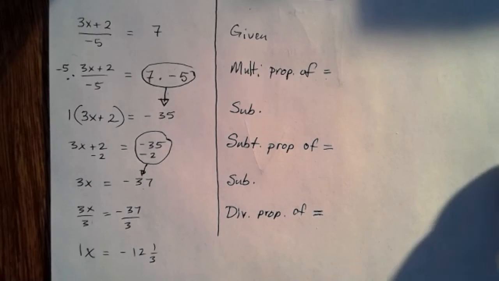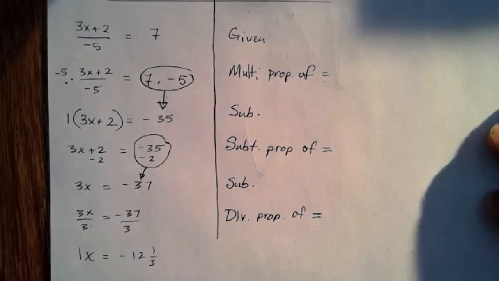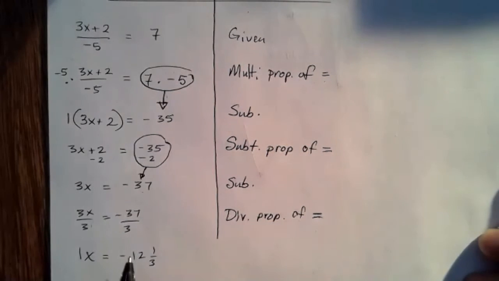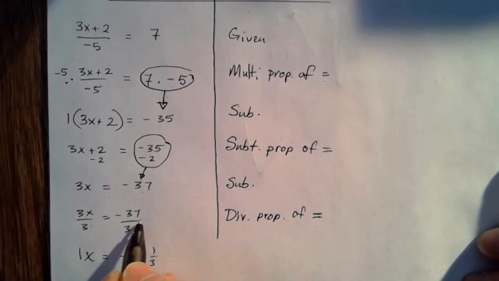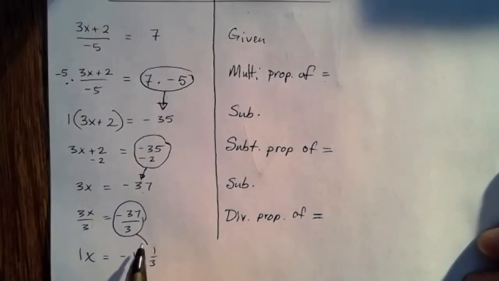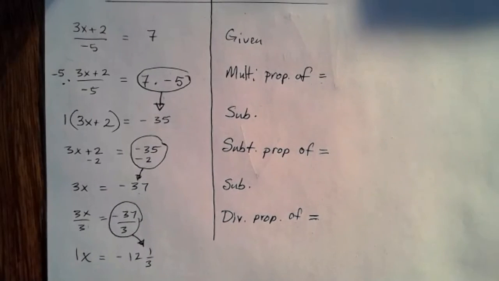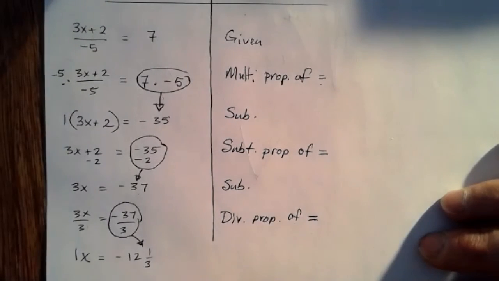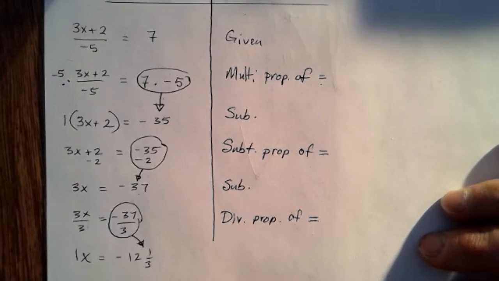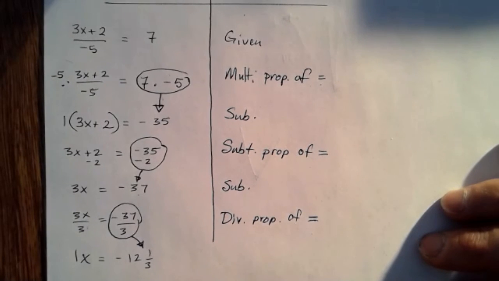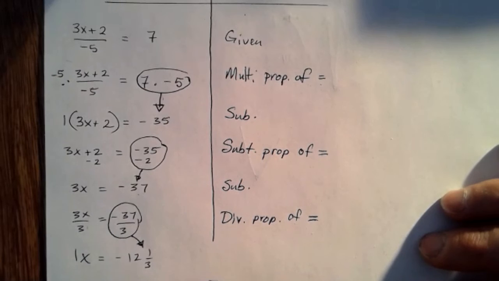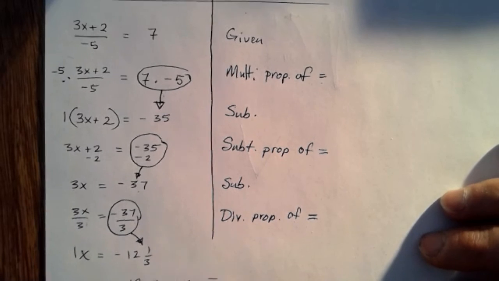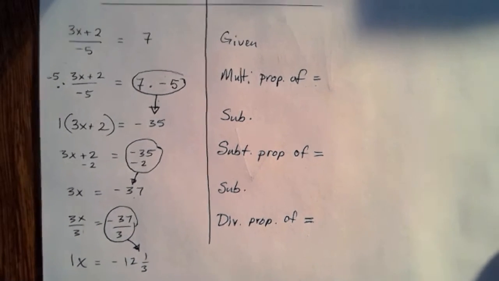Okay, so now we have x equals -12 and 1/3. I had to produce this on my calculator to go from this to this. I probably could have figured it out, but in my calculator, I actually got this on the screen. But if you have 3, 3, 3 repeating, that's the same as -12 and 1/3. So that's where that came from.